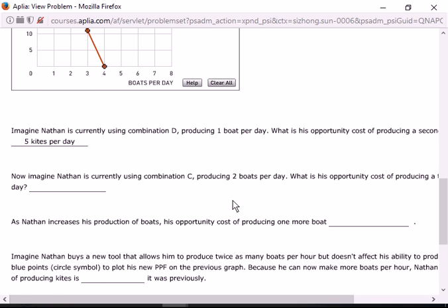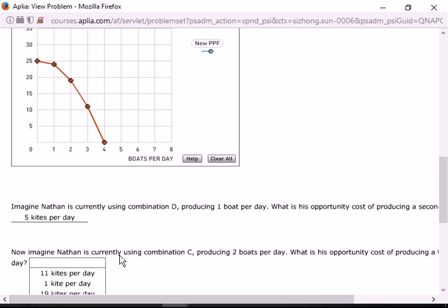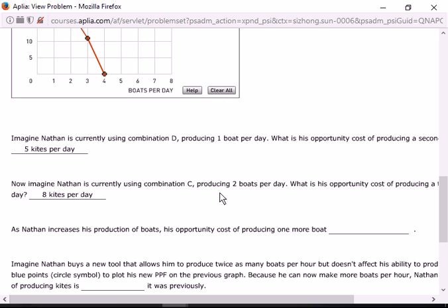Now imagine Lansam is currently using combination C, which is this point, producing 2 boats per day. What is his opportunity cost of producing a third boat? If he wants to produce another boat, moving from this point to this point, his kite production will decrease from 19 to 11, which is 8. As Lansam increases boat production, his opportunity cost of producing 1 more boat increases. Previously, for the second boat, the opportunity cost is 5. For the third boat it is 8, so it increased.